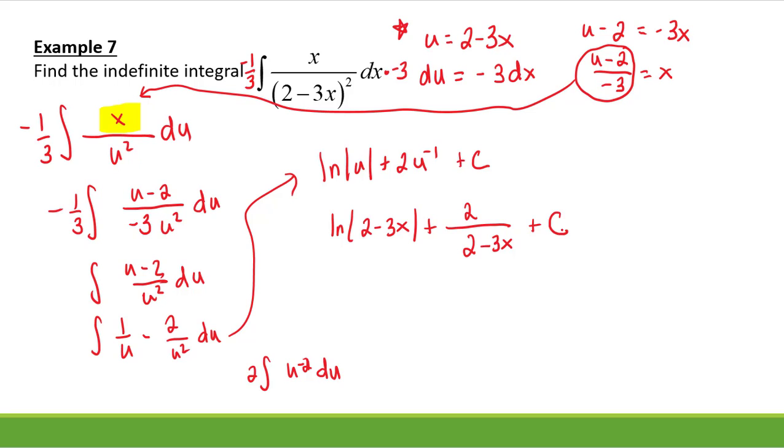Oh, I messed something up here. What did I mess up, guys? Nobody yelled at me because I'm recording a video. This should be a 1/9 out front. So I should have this whole thing being multiplied by 1/9. I'm looking at my answer now. I know I have the right answer. I don't know why. I was thinking the 3 and the 3. I was being too optimistic that they would cancel.